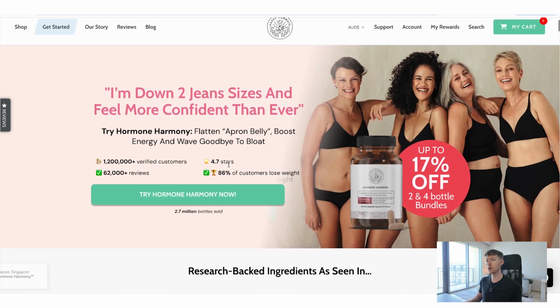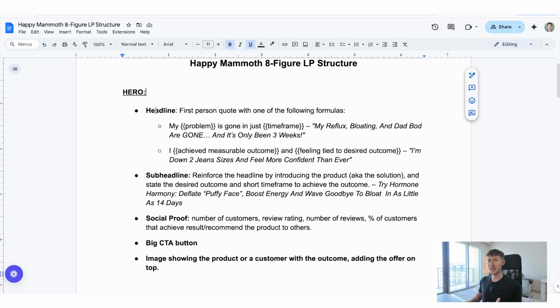And by breaking this down, I realized that the headline, it's always a first person quote with one of the following formulas, right? So the first formula is, my problem is gone in just time frame, right? So an example, my reflux, bloating, and dad bod are gone, and it's only been 3 weeks, okay? Another formula that they're using is, I achieved measurable outcome and feeling that's tied to the desired outcome. So an example of this, I'm down 2 jean sizes and feel more confident than ever, okay?